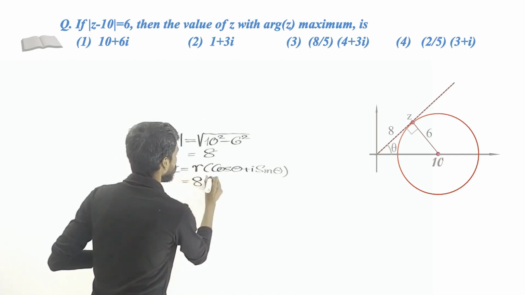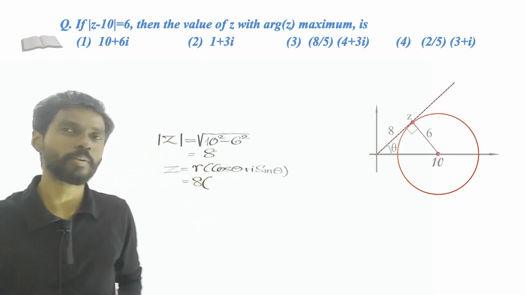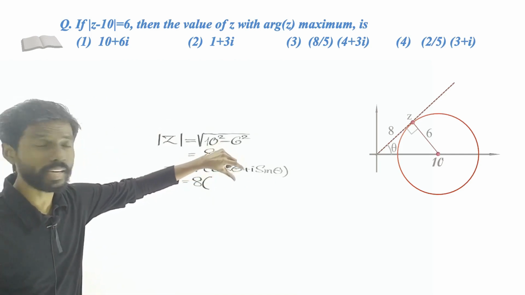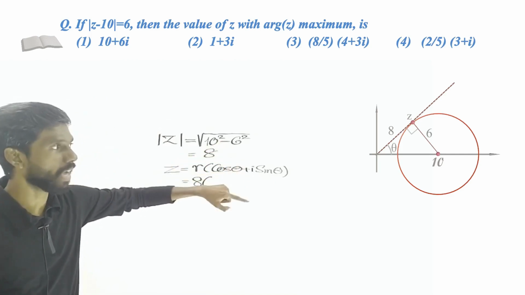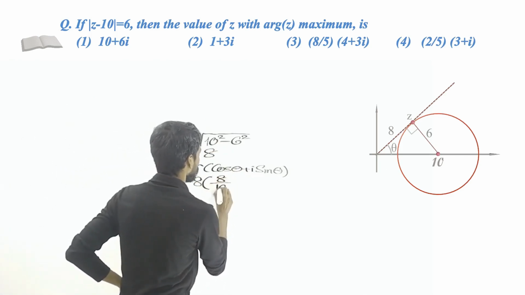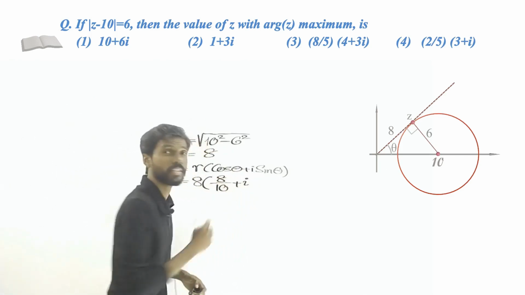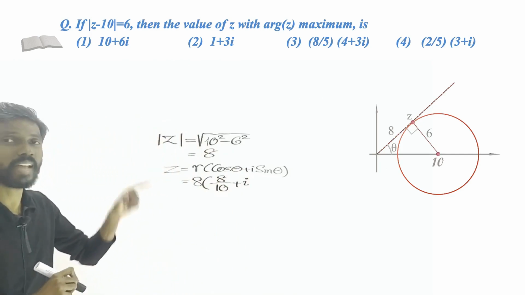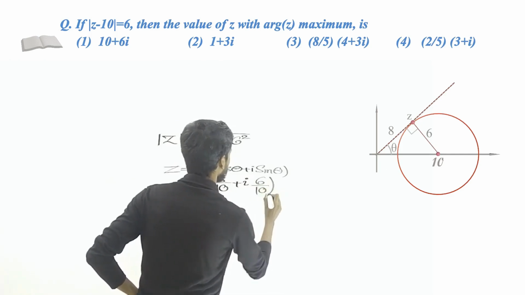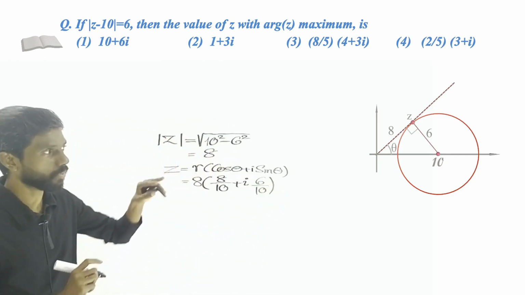But what is cos theta? We can find it, since that is a right angle triangle. Cos theta is the adjacent side, which is 8, divided by the hypotenuse, which is 10. So 8 divided by 10, plus i sin theta. What is sin theta? The opposite side, that is the radius 6, divided by 10. So 6 divided by 10. That's all. So this is our required z, at the topmost point.